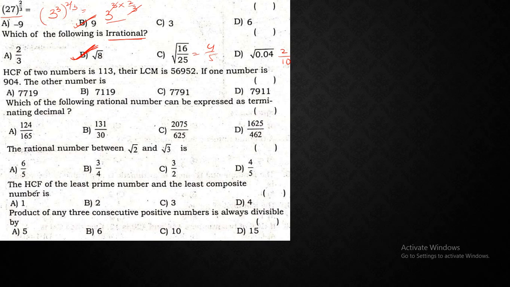Next, HCF of two numbers is 113. LCM of two numbers is 56952. If one number is 904, the other number is? So already we know HCF into LCM is equal to the product of the numbers. So when I substitute these values here, 113 into 56952 is equal to 904 into B. So from this, B is equal to 113 into 56952 divided by 904.